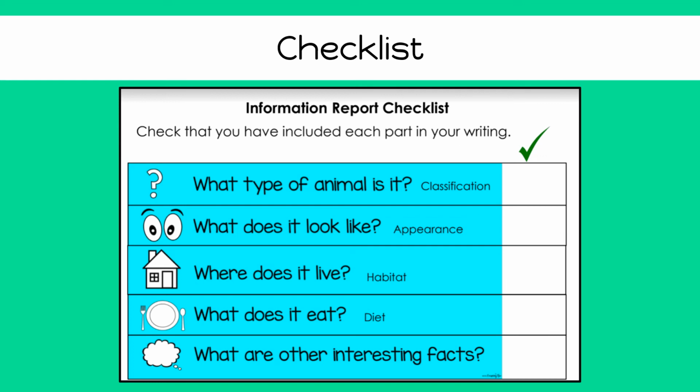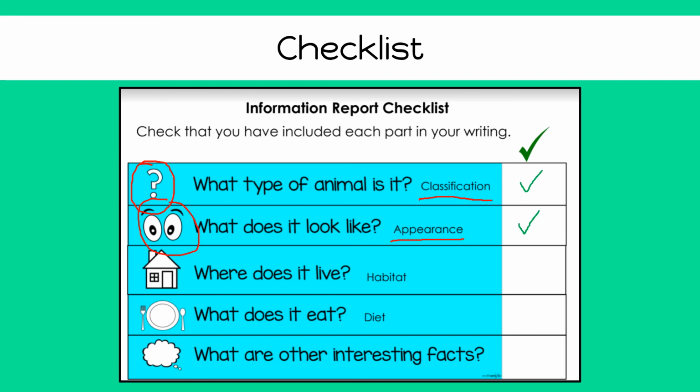So what we do is we have a look at each section of the checklist, we go through and we tick the parts that we have already included. So let's look at the first one, and I'll just put a circle around that so you can see exactly what I'm talking about. That is the classification. Okay, so did we include the classification? Yes, we did. We wrote about how lions are mammals. The next one, what does it look like? That is the appearance of the lion. Yes, we wrote about what a lion looks like.